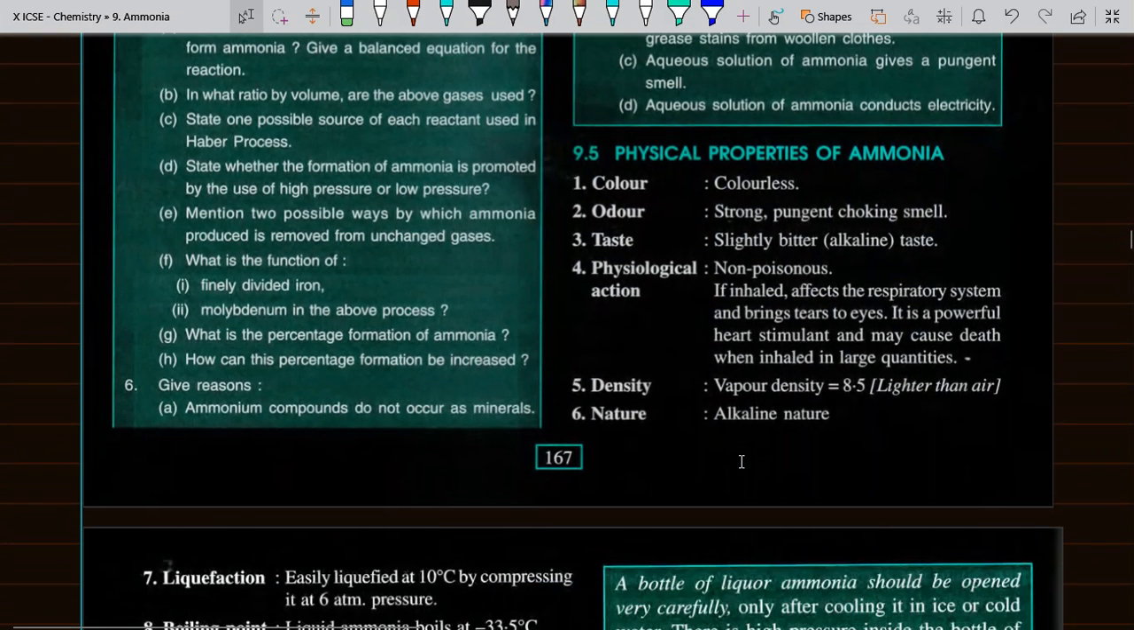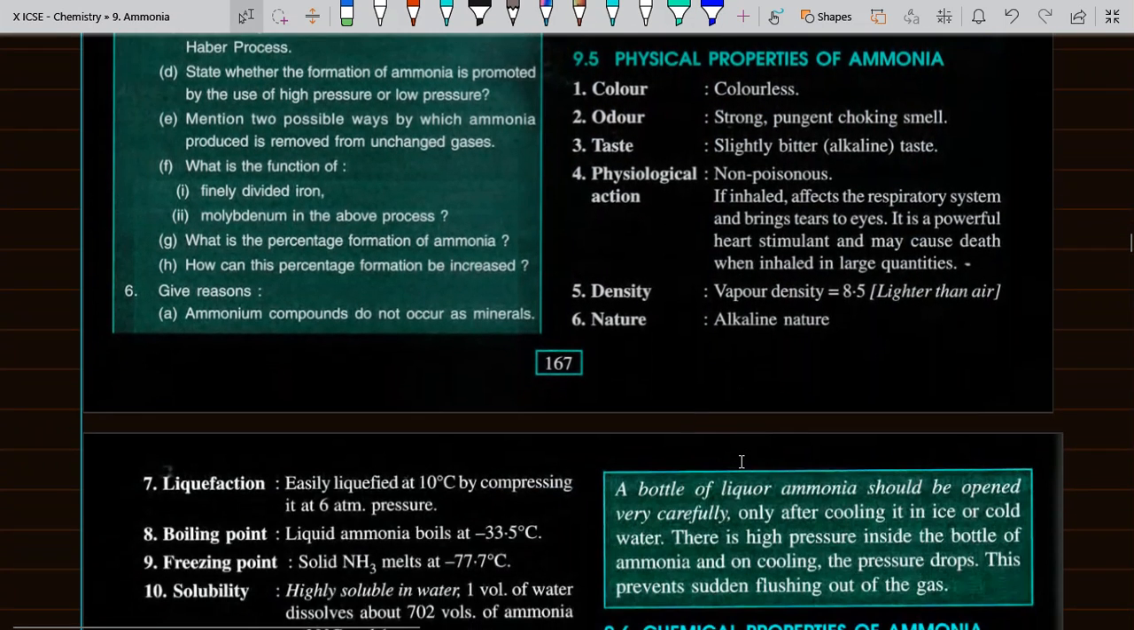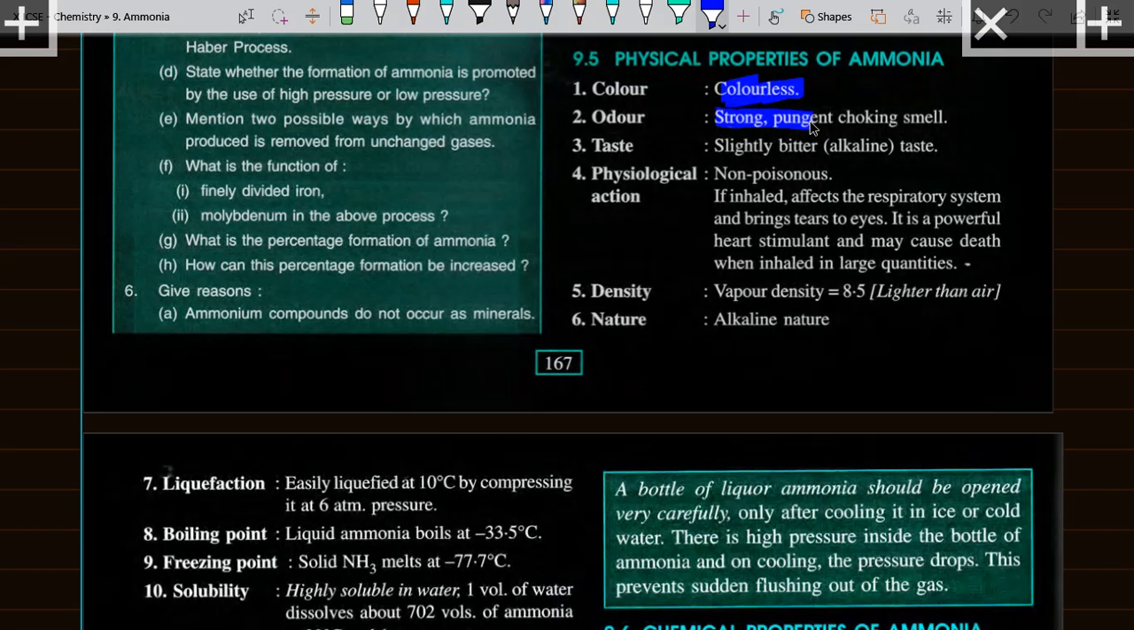Now comes the physical and chemical properties of ammonia. It is colorless, ammonia. It has a strong pungent choking smell like public toilets.